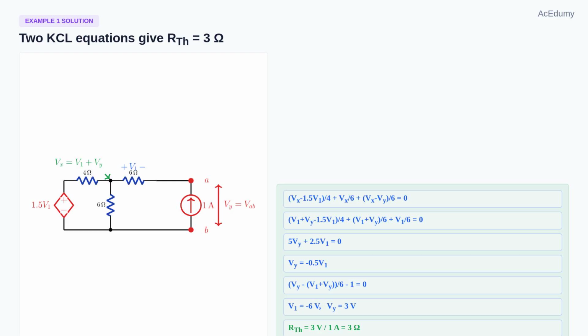Now write KCL at terminal A. Current from A back through the right 6 ohm resistor is Vy minus Vx over 6, and the 1 amp test current enters the node, so Vy minus Vx over 6 minus 1 equals 0. That gives V1 equal to negative 6 volts. Therefore, Vy is 3 volts. Since the test current is 1 ampere, R Thevenin is 3 ohms.